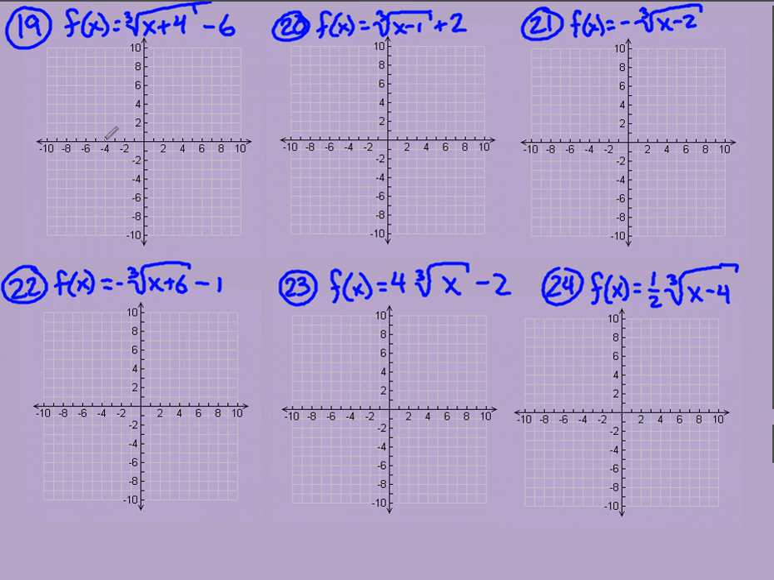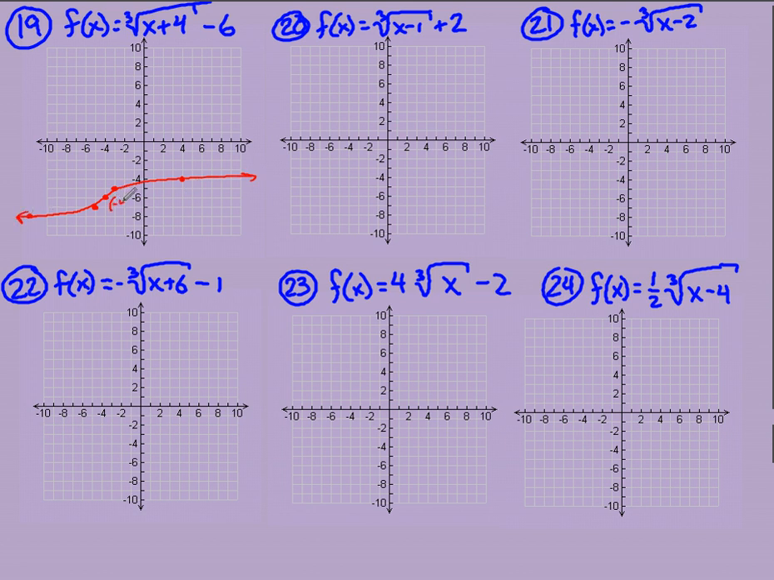I start -4 and down 6, so there's my origin. I would go over 1 to go up 1, because the cube root of 1 is 1. To go up 2, I need to go to the right 2 cubed, which is 8. So over 8 to go up 2. Same in this direction. Down 1, left 1, and down 2 would mean I need to go left 8. So that would put me out here somewhere at -12.